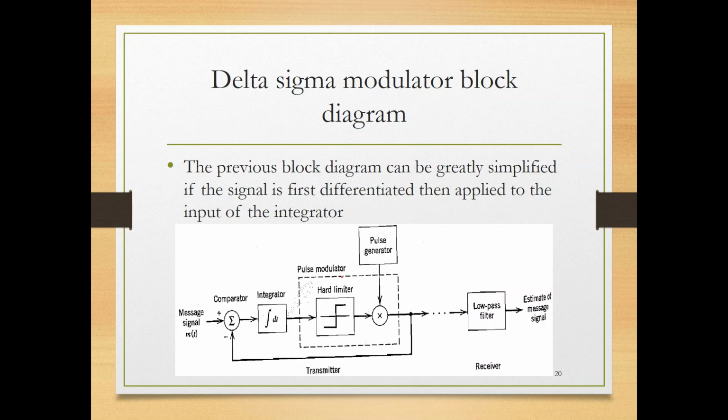So the previous block diagram, we can simplify it more if the signal is first differentiated and then applied to the input of the integrator. To simplify things, that's why I told you that the differentiator is much simpler than the integrator, and this is where we utilize this fact to simplify the design of the delta sigma modulator. First you do this. This is the differentiator. The comparator is the derivative, basically, and after that the integrator. And since the comparator is just subtraction, it's really simple and easy.